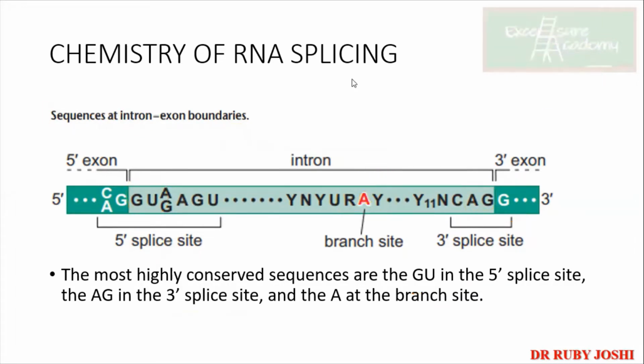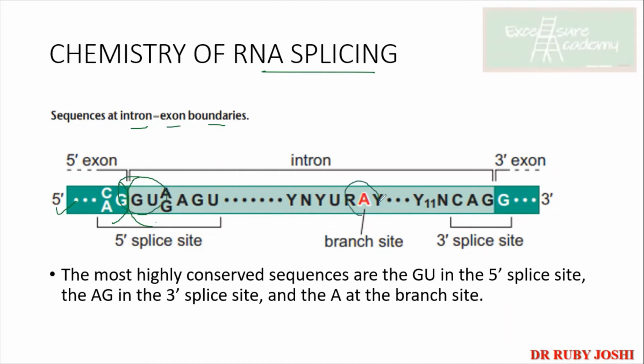So here in the chemistry, like how does RNA splicing happen? The information is present in the sequences present at the intron exon boundaries. Now this is the boundary. So this is your exon ka boundary. Exon. This is exon. This is starting of intron. Correct. Now at this boundary, it is known as 5' splice site where you have got the GU.